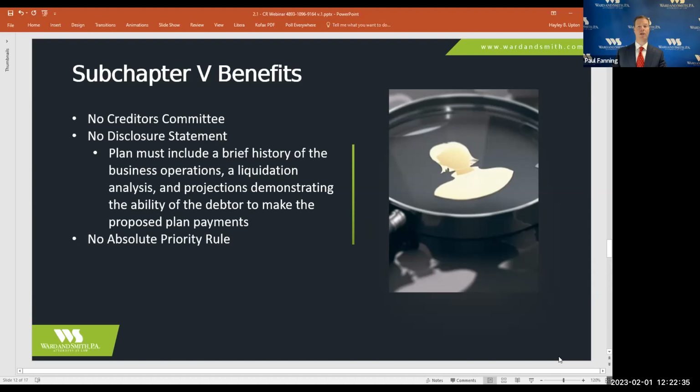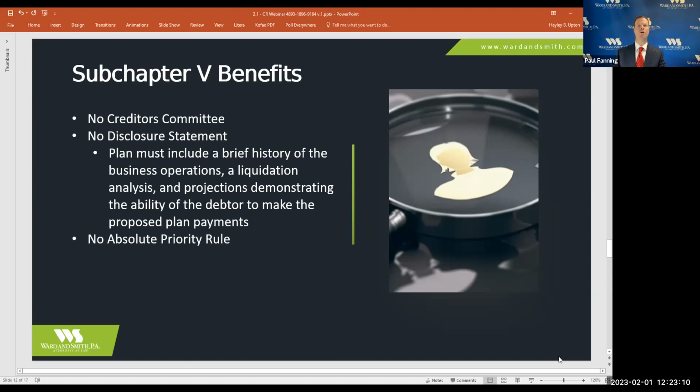There's also no disclosure statement. Think about in Chapter 11's traditionally, the disclosure statement is your prospectus. It is the debtor's projection of what's going to happen and the reasons why. It's something that you rely on in order to determine whether to vote in favor or against the plan. And we often see fights over the adequacy of a disclosure statement. In Subchapter 5, no more.